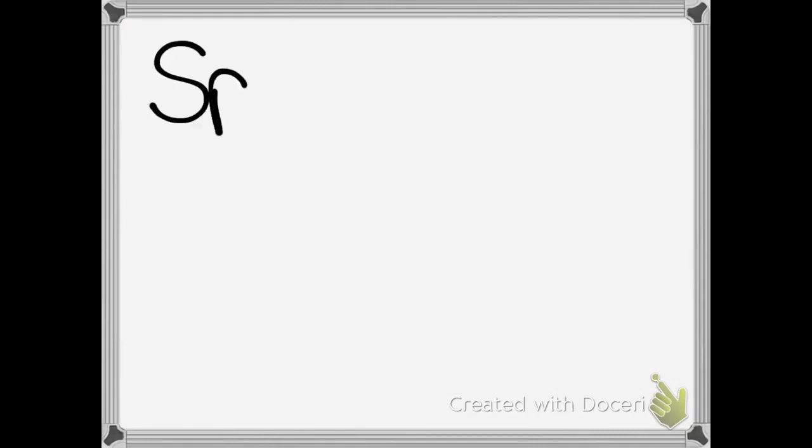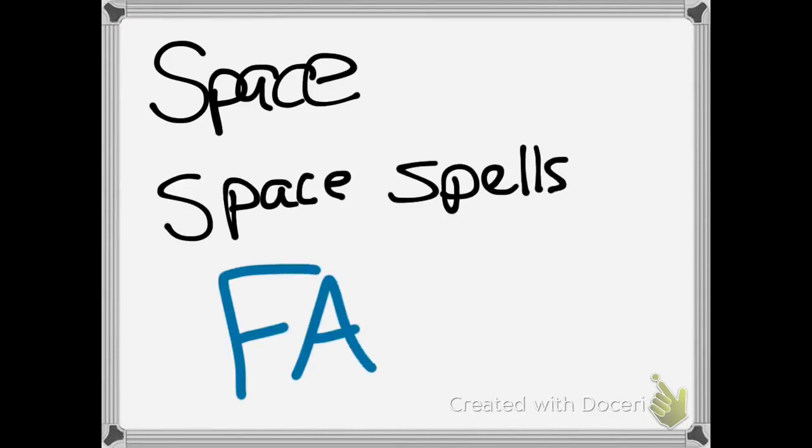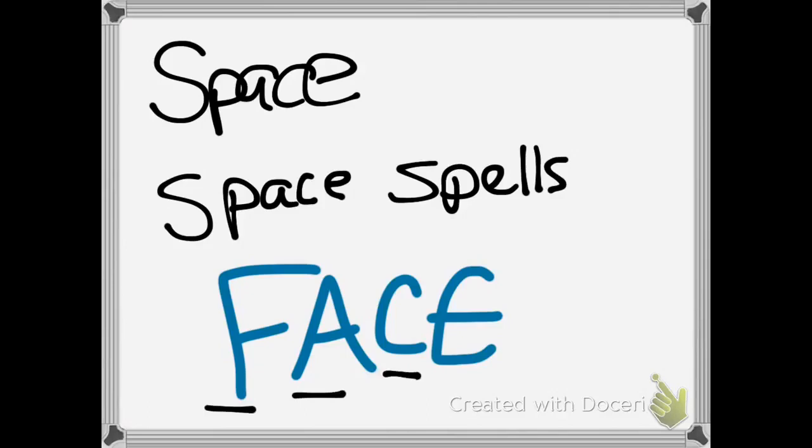And then the space notes. How do we remember our space notes? Easy. Space spells, what word was it? Face. And that's starting at the bottom up. The bottom is F, then A, then C, then E at the top.